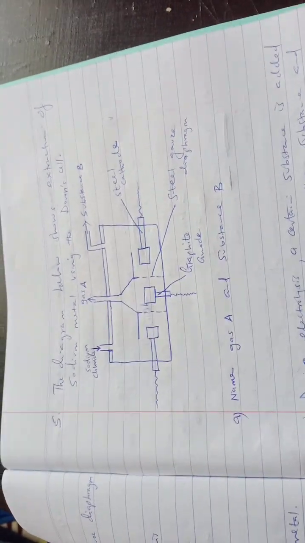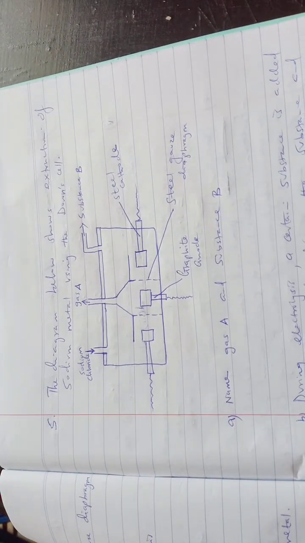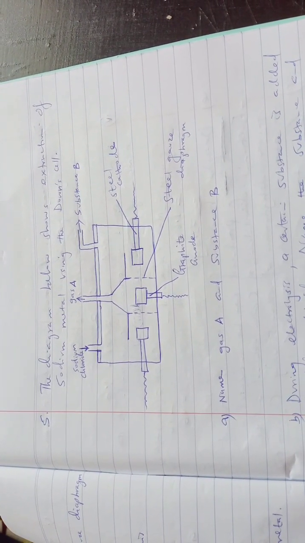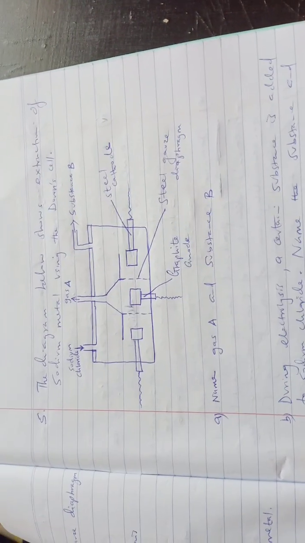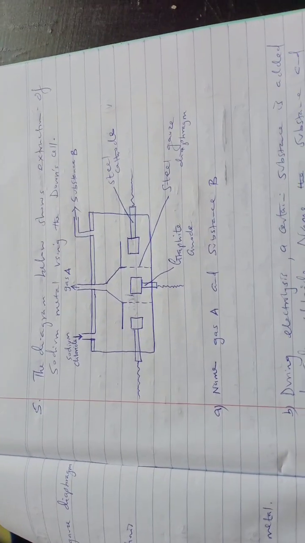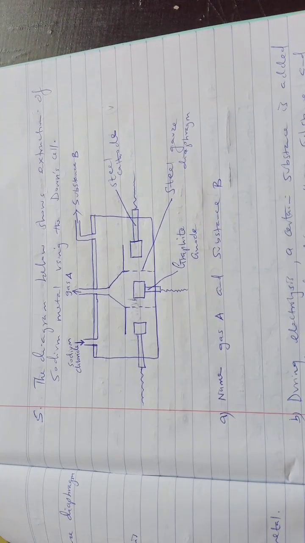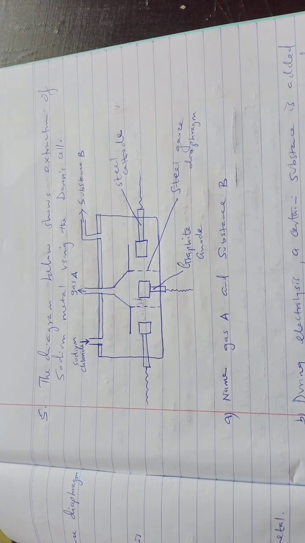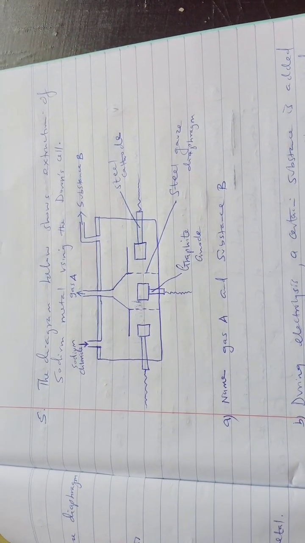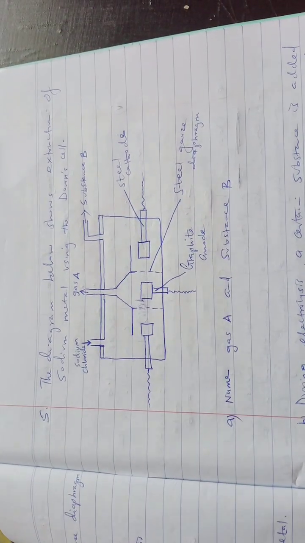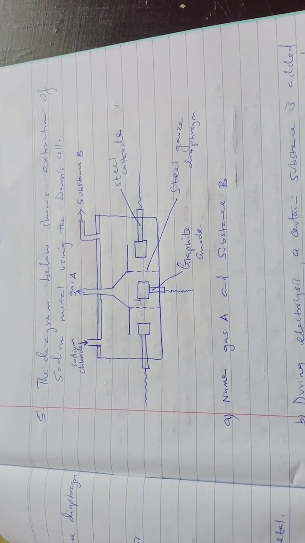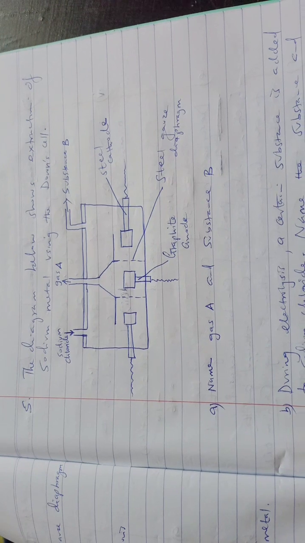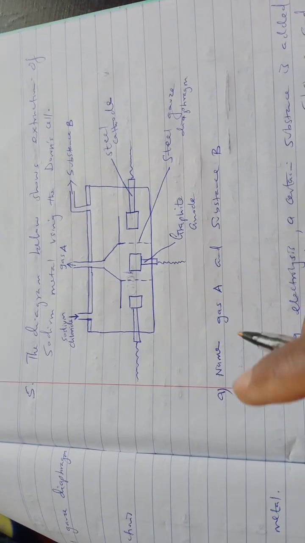Now last question for this part. You can see here there's a diagram that shows the extraction of sodium using Down's cell. So you look at this diagram properly. There's a gas A, there's a substance B, you have a steel cathode, you have a graphite anode, you have a steel diaphragm, and you have sodium chloride getting in. And then you're told, name gas A and substance B.